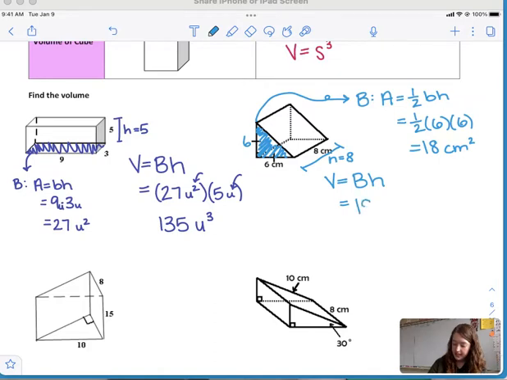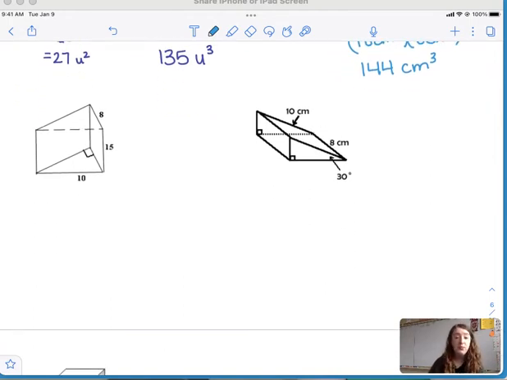So 18 centimeters squared was our base, times our height was 8 centimeters. 18 times 8 is 144. Centimeters squared times centimeters is centimeters cubed. So that's why our units are always going to be those units cubed. Okay, I'll quit putting the units in after this, showing what's done with it. I'll just pop them in there at the end. All right.